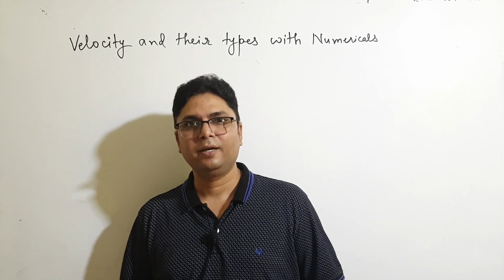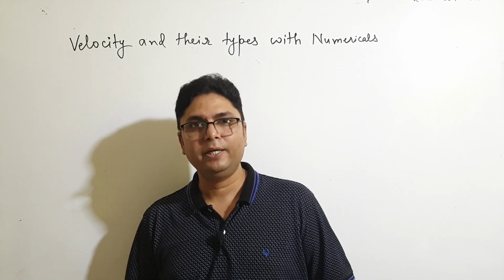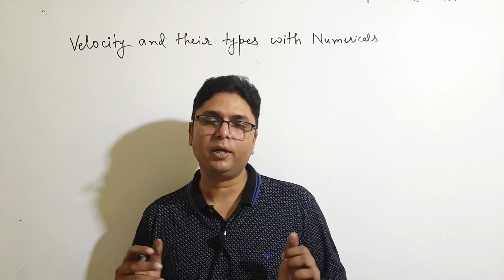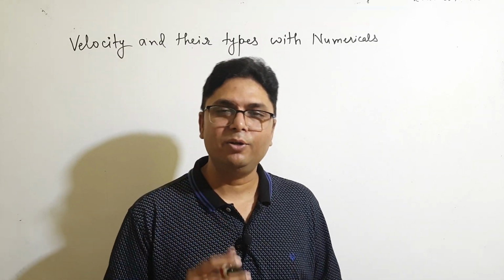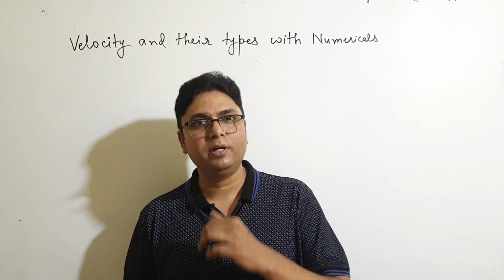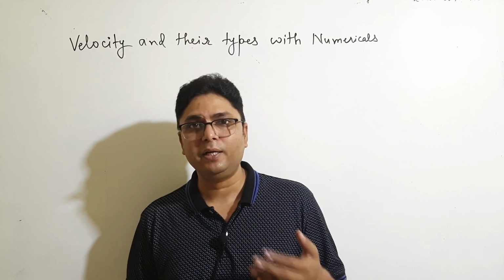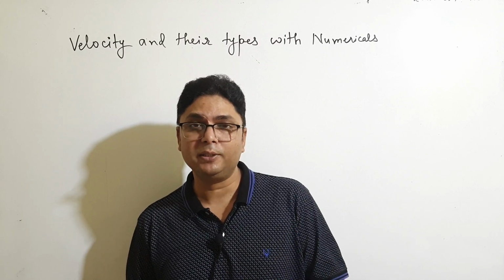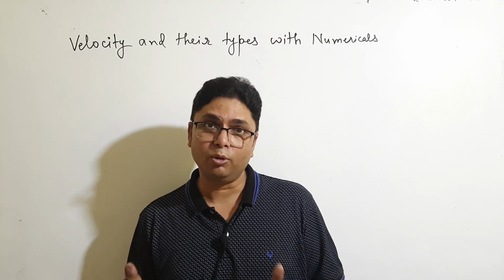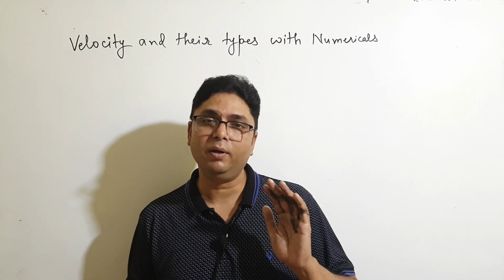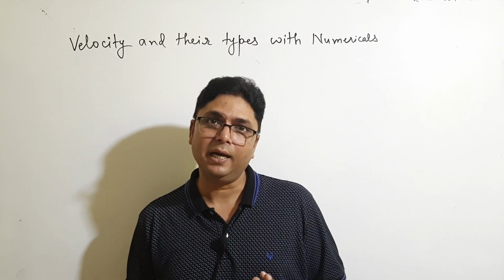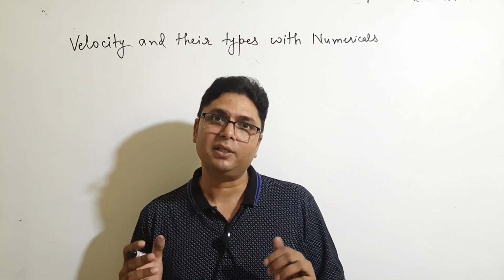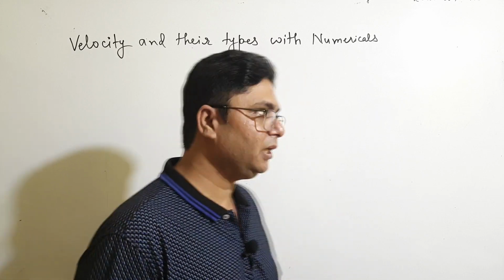Hello friends, let's learn velocity, their types and numericals based on them. What is velocity? You know there is a word displacement. Displacement is the shortest distance between initial and final point. Displacement is a vector quantity. So displacement divided by time is said to be velocity. So you can say that rate of change of displacement is said to be velocity.